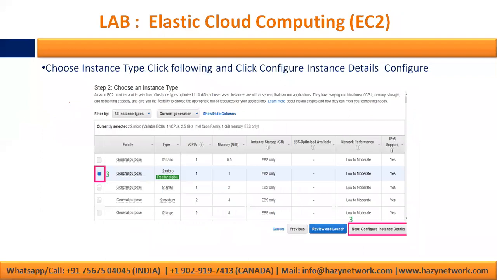After that, you move on to step number 2. In step number 2, what do you choose? Instance type. This instance type says how much RAM and CPU you will get, and which kind of network performance you will get. After that, we click here and say configure instance details.